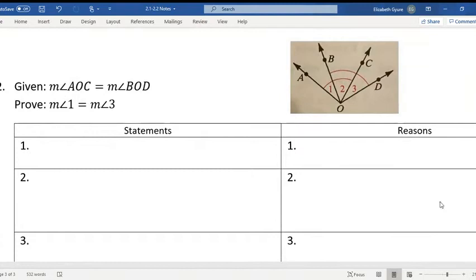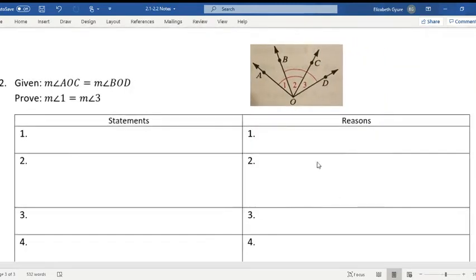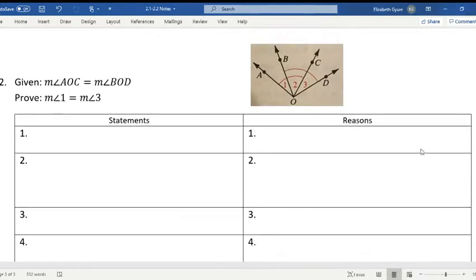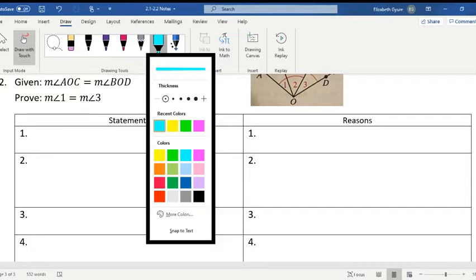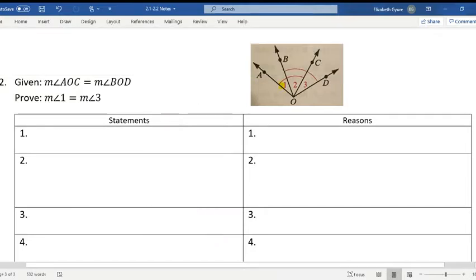So now let's look at something very similar, but this one has to do with angles. So number 2 says we are given that the measure of angle AOC is equal to the measure of angle BOD. We want to prove that angle 1 is congruent to angle 3. So this is where we want to get to. Angle 1 is, the measure of angle 1 equals the measure of angle 3.